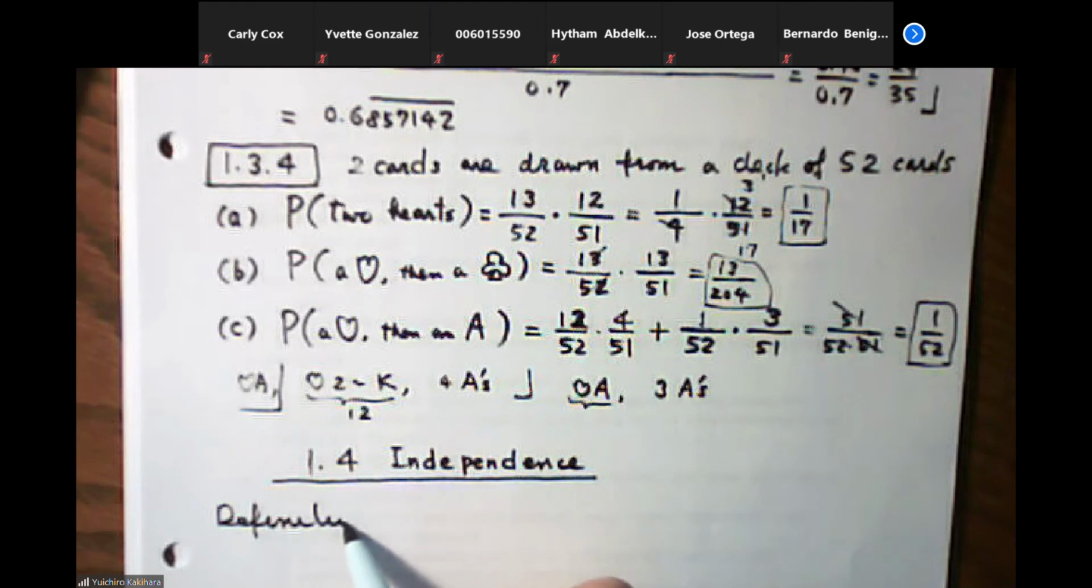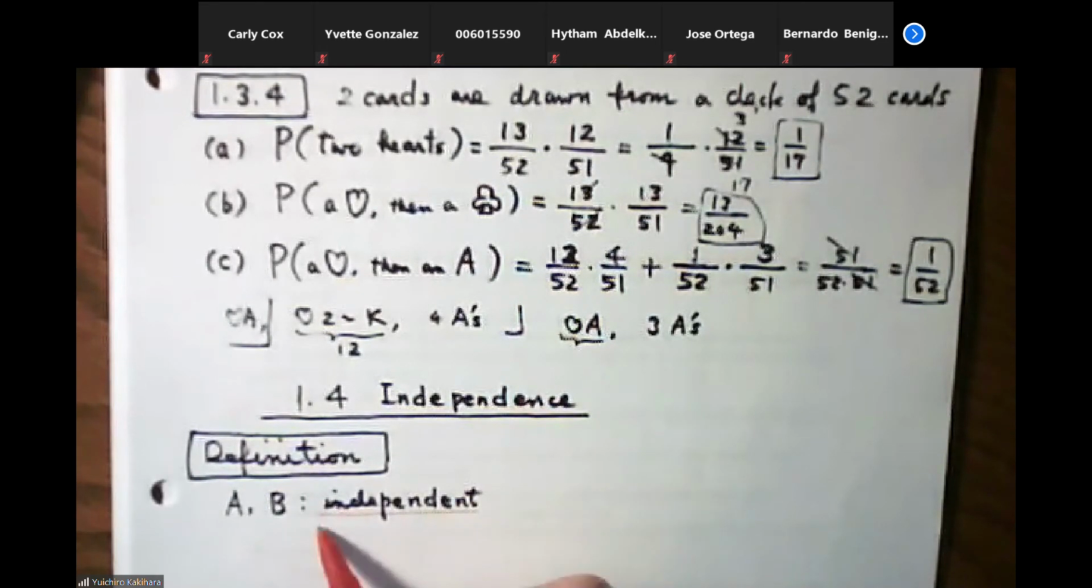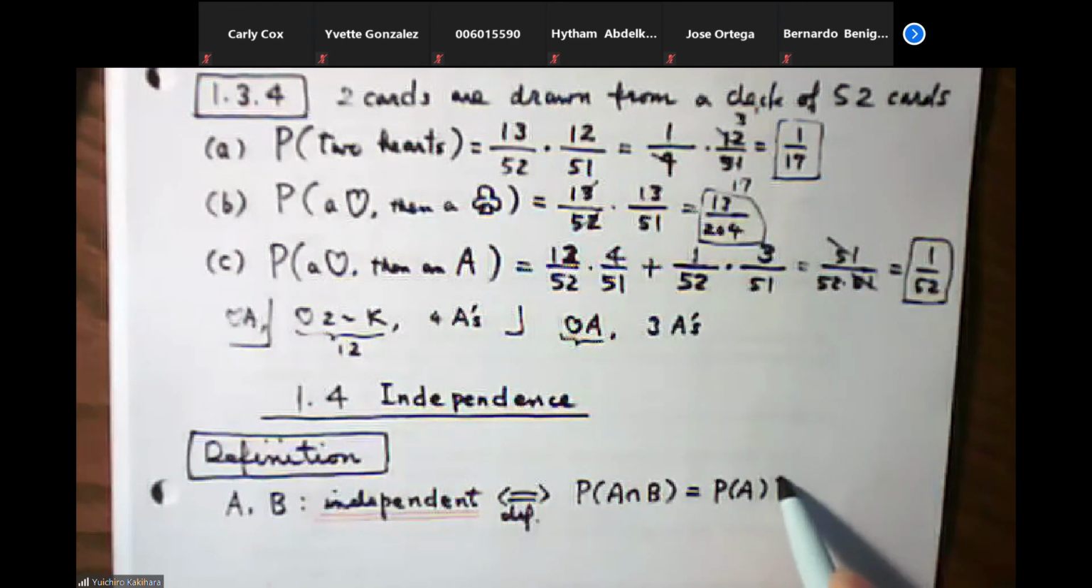Two events are independent when? So two events, A and B, are called independent when the probability of the common event, A intersection B, is the product of P of A and P of B. This is the definition.